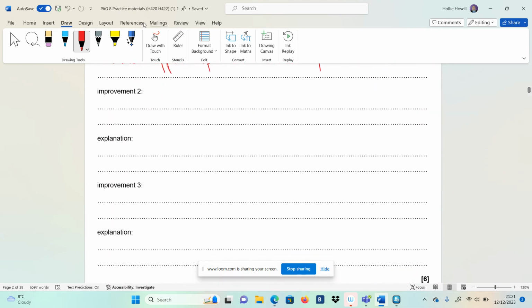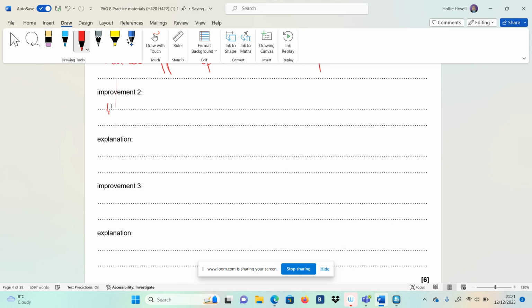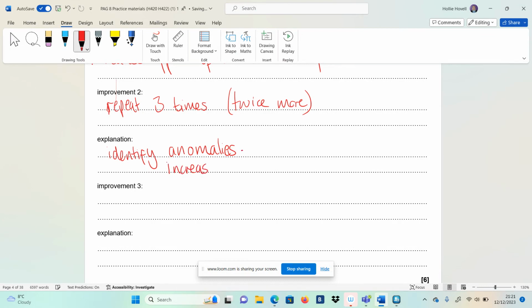Okay, so we could say repeat 3 times. So they've done it once, so we could say twice more. And that would enable you to identify anomalies. Okay, you could say that it would increase repeatability as well.